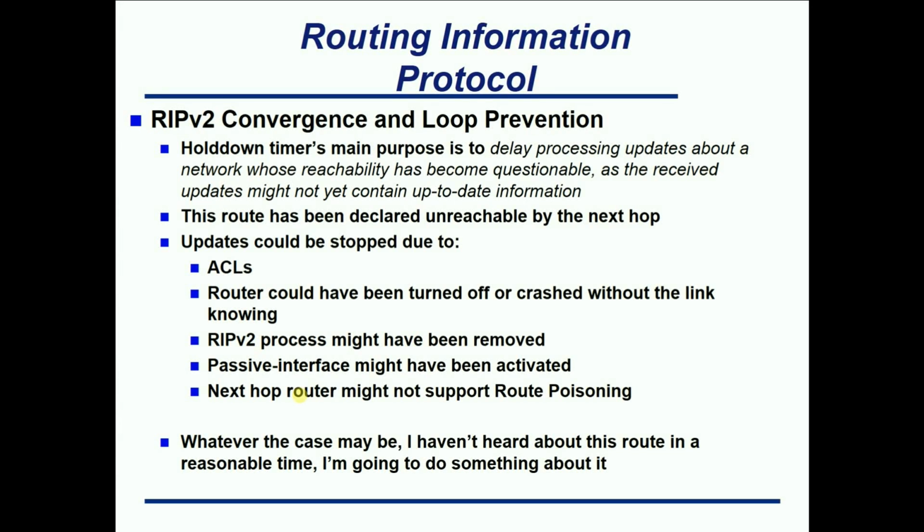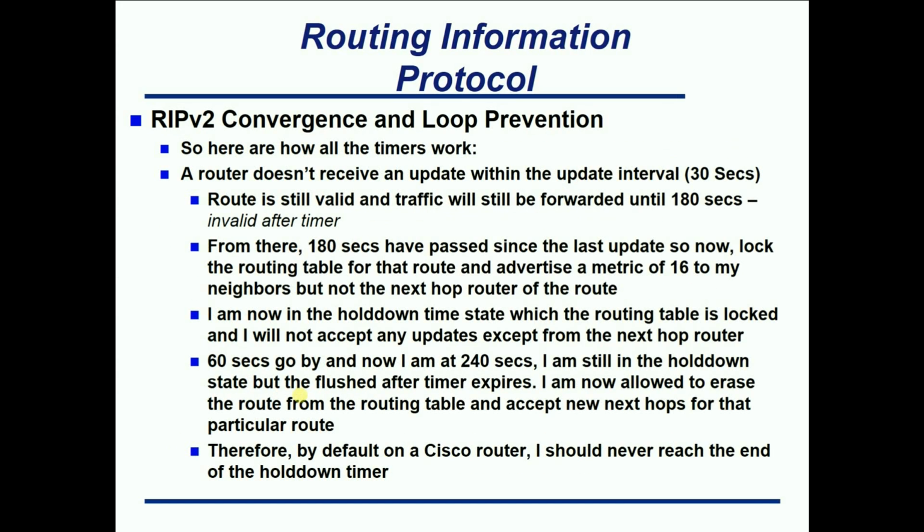It could be because of ACLs, the router could have been turned off, or the link went down and you didn't know via the link. Someone took off RIP version 2 off the process. Maybe passive interface was activated, or the next hop router might not support route poisoning. Whatever the case may be, I have it down here. I haven't heard about this route in a reasonable time, so I'm going to do something about it. And this is what the hold down timer is all about.